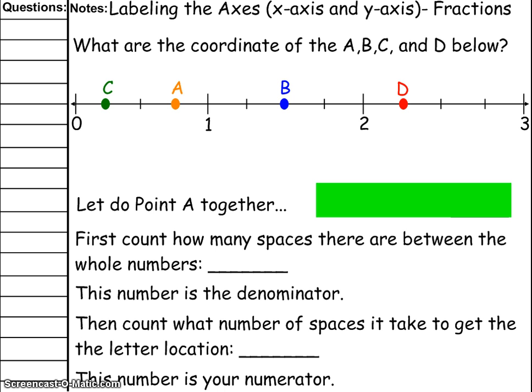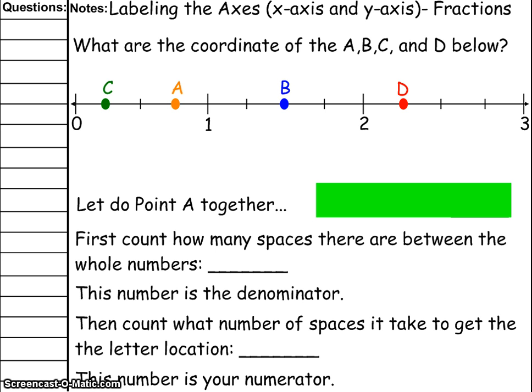So first, let's look at labeling the axes, the x-axis and the y-axis. We're going to look at fractions. So here we have a horizontal number line, which will be our x-axis on a coordinate grid. So the question is, what are the coordinates of the points A, B, C, and D below? So let's do point A together.